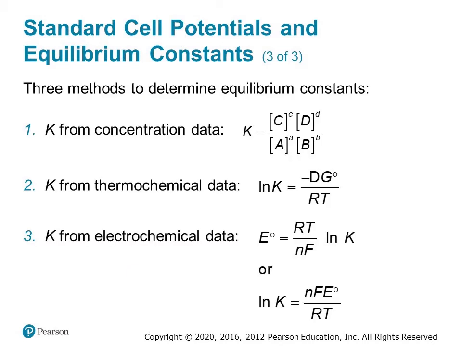With this relationship established, you now have three ways to determine the value of the equilibrium constant. 1, by plugging in appropriate concentration data. 2, from thermochemical data, where natural log of K equals negative delta G standard over RT. And now 3, from electrochemical data.